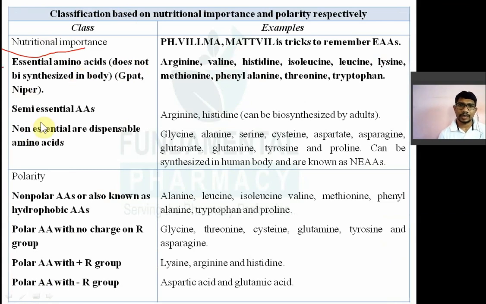So what are the essential amino acids? What are the examples? Okay, so these are the examples of essential amino acids: arginine, valine, histidine, leucine, isoleucine, lysine, methionine, phenylalanine, threonine, tryptophan. I repeat: arginine, valine, histidine, isoleucine, leucine, lysine, methionine, phenylalanine, then threonine, tryptophan. So you can remember essential amino acids by this trick. So you can say over here PVT TIM HALL, or Mattville.